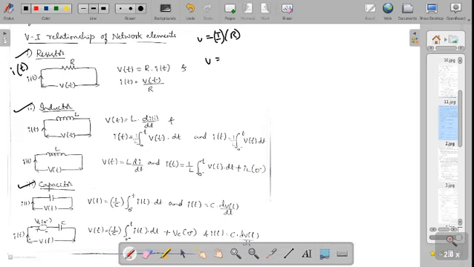Earlier you were taking it as R into I. Right now the voltage is varying with respect to time, so you take it as v of t, and R is constant, and the current varies with time, so you take it as i of t. So v of t equals R into i of t. This is the voltage equation. If you want the equation for current, obviously it will be v of t divided by R. So this is regarding the resistor element.